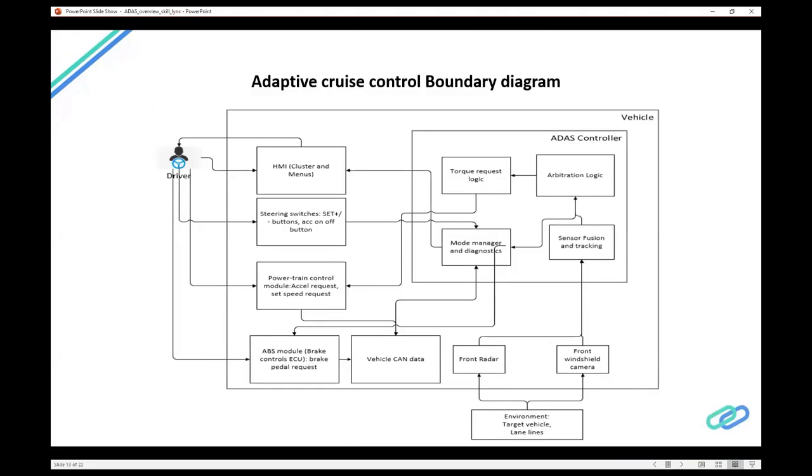Let's look at the adaptive cruise control boundary diagram. Adaptive cruise control boundary diagram, again, we have 3 areas: the driver, vehicle, and the environment.